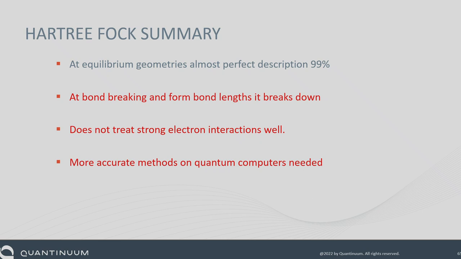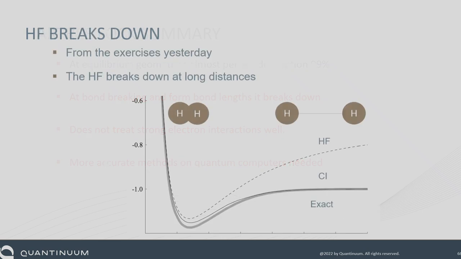So Hartree-Fock, almost perfect. It typically gets bonding at equilibrium geometries, 99% of the energy is correct. But at bond breaking and bond forming lengths, it breaks down. I'll show you why. And most importantly, strong electron interactions, like strong correlation, are not treated well by Hartree-Fock. More accurate methods on quantum computers are needed. So here's an example. Okay, so I've got 2 minutes.